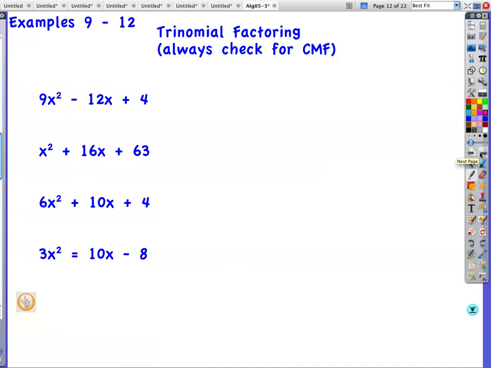Examples 9 through 12. This is the trinomial factoring. Still, check for a common factor. Is there something that goes into 9, 12, and 4? No. So put down two sets of parentheses. What times what? This is a special case. These are both perfect squares. If that's the case, we're going to shoot for what times what gives you 9x squared? Go for 3x first. Okay?